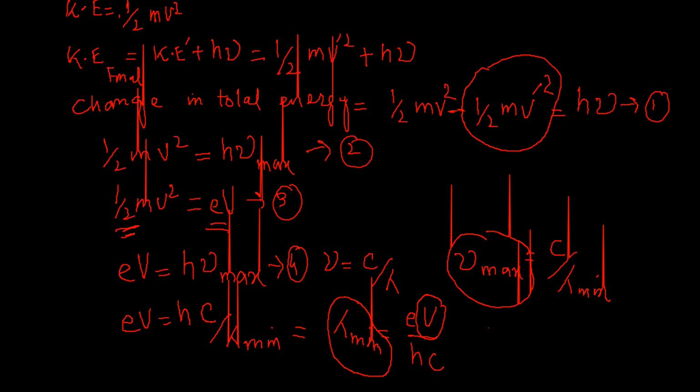Student, the lambda minimum of continuous X-rays is known as the cut-off wavelength. So in simple words, the wavelength of continuous X-rays depends on the accelerating potential applied across the cathode and anode of the potential source in the X-ray tube. So this is all about continuous X-rays.